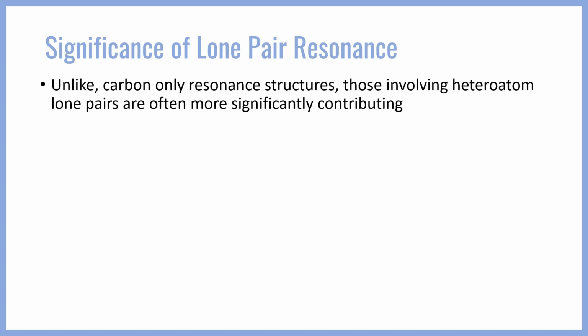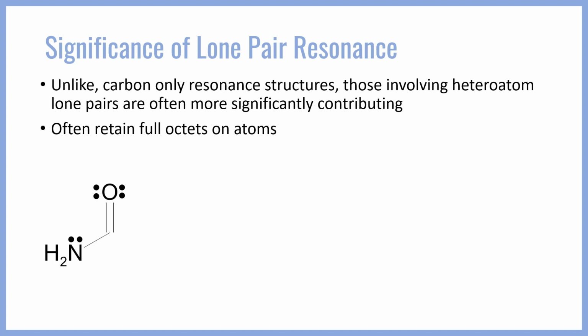Unlike carbon-only structures, those that involve a heteroatom lone pair are often significantly more contributing to the overall structure. The reason is that it typically retains full octets on all of the atoms that are involved. It's even better if we can donate into a group like a carbonyl or a double bonded oxygen that is receptive to electron density. We'll talk more about withdrawing groups in another video, but let's look at this structure for the amide functional group.